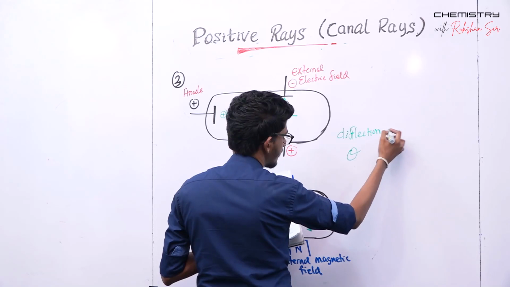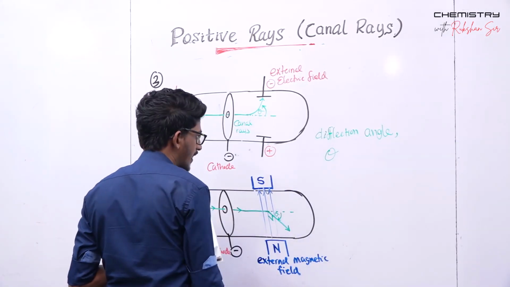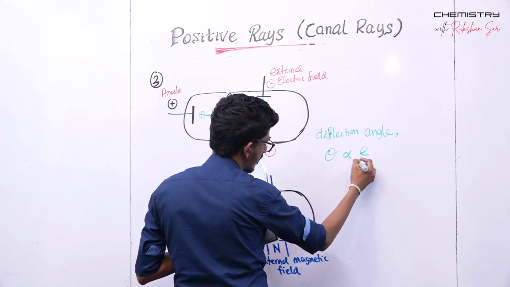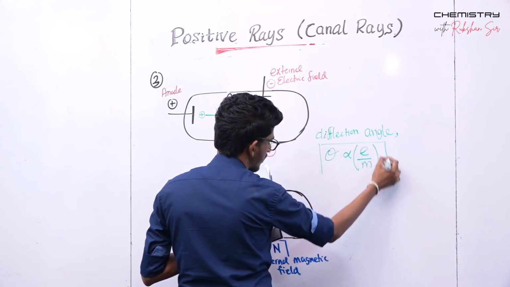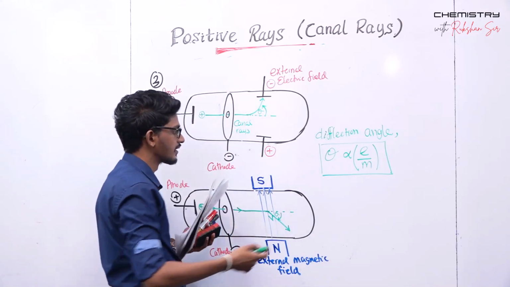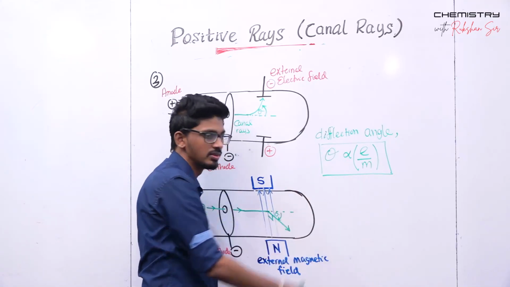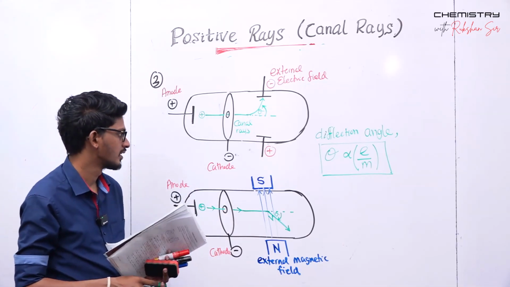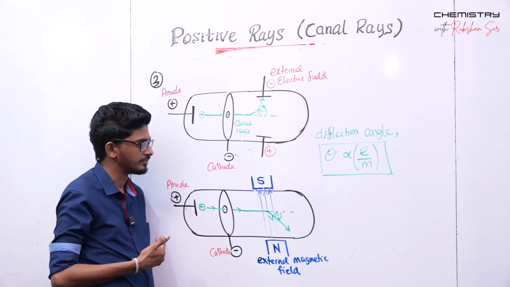Deflection angle. If you think of the deflection angle, that theta is proportional to the e/m ratio. Earlier we had discussed that deflection angle is proportional to the charge over mass ratio, right? The greater the charge, the greater the angle, and the greater the mass, the lower the angle. We discussed that last day. So let's discuss the same thing for the positive rays as well.